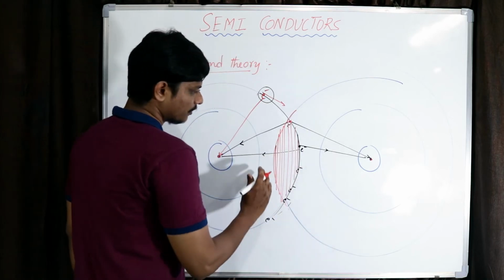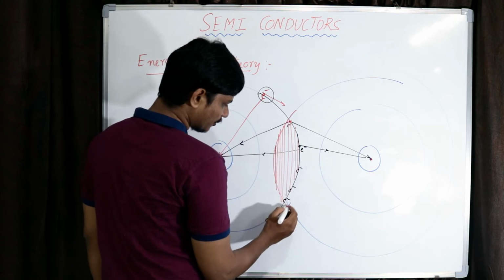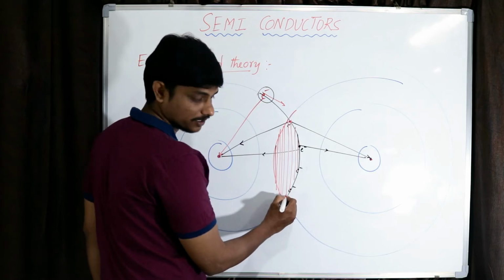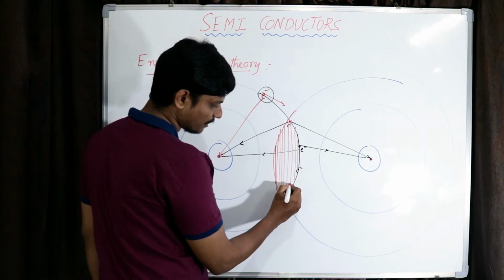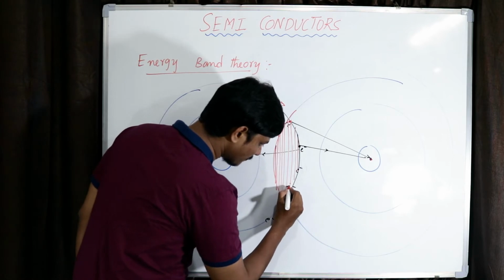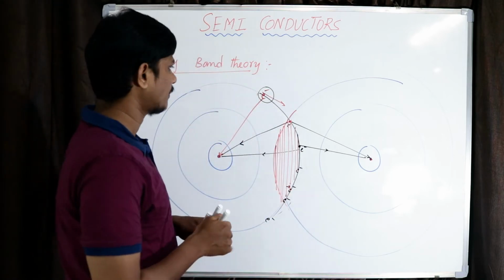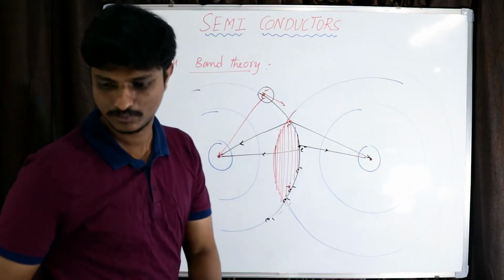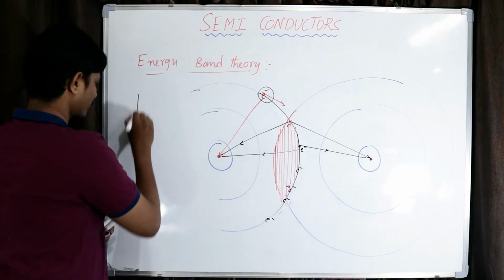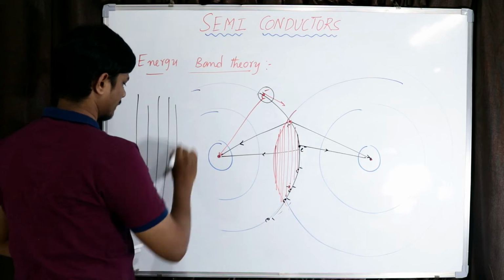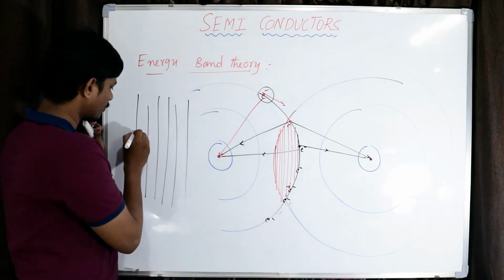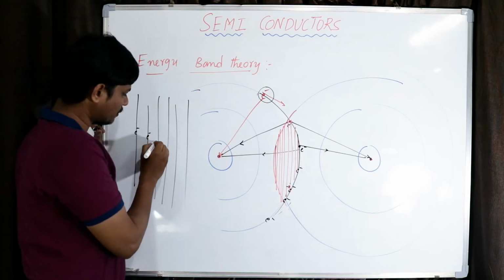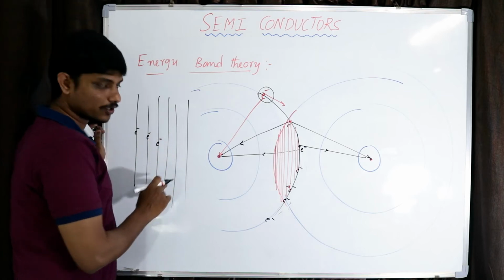See, now you see clearly. When the electron is over here, it possesses the amount of energy of this energy band. When the electron is over here, it possesses the amount of energy of this band. So there is an energy difference between these two bands, right? I will draw the energy bands here. When the electron is over here, it possesses a different amount of energy. When the electron is over here, it possesses a different amount of energy. So these lines are called energy bands.